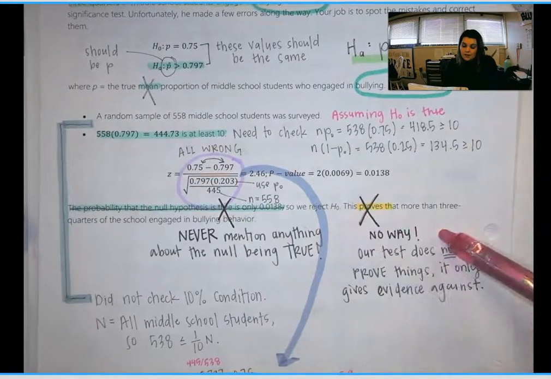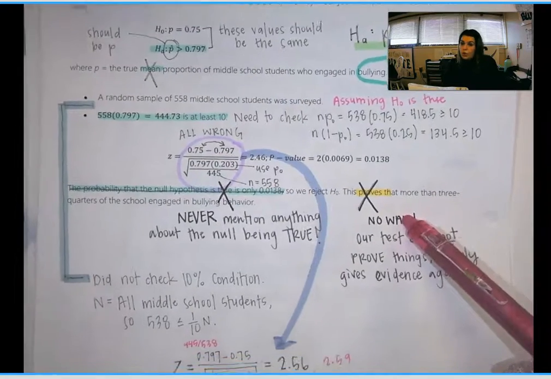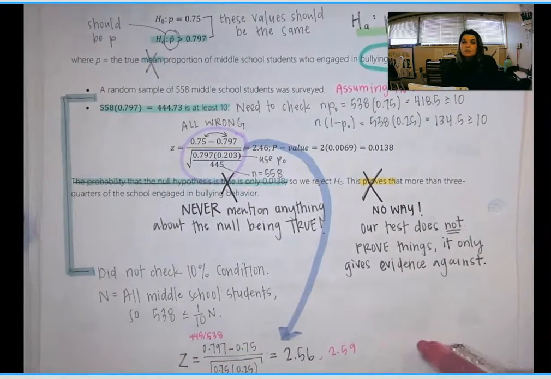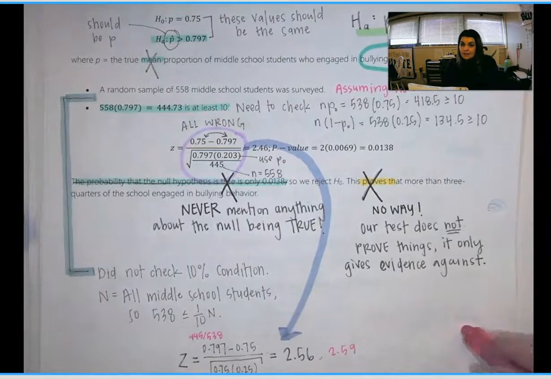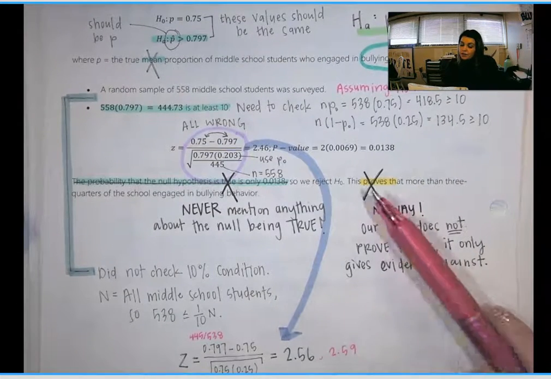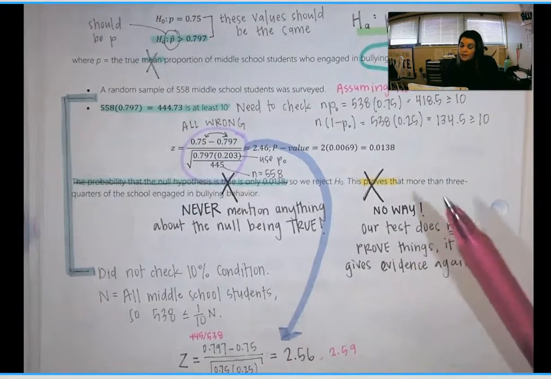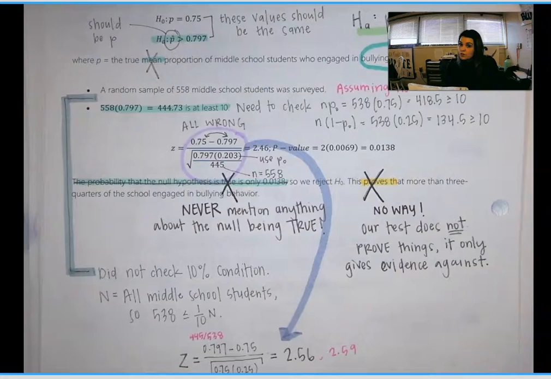This proves that more than 3/4 engage in bullying behavior. No way. We are not proving anything. Our test does not prove things. It only tells us if we have evidence against. So we are very, very careful when we use the word proves in stats. That is a super strong statement to make in statistics.